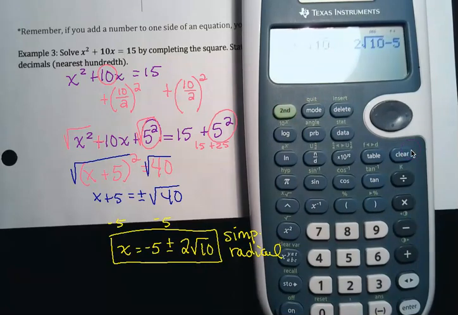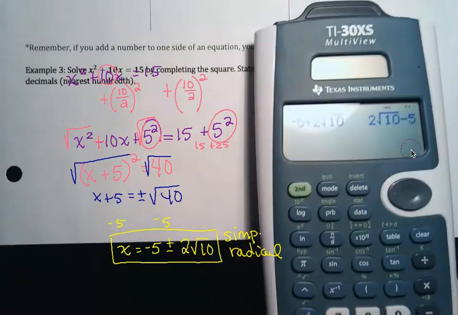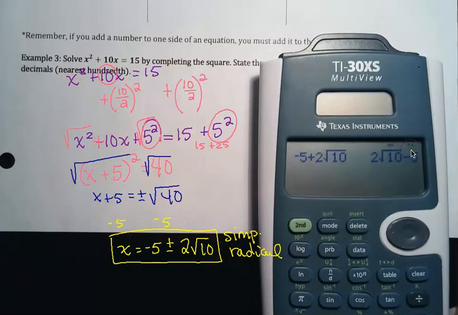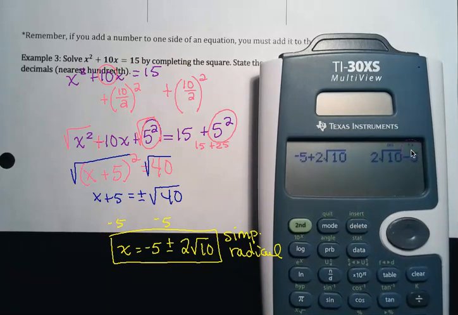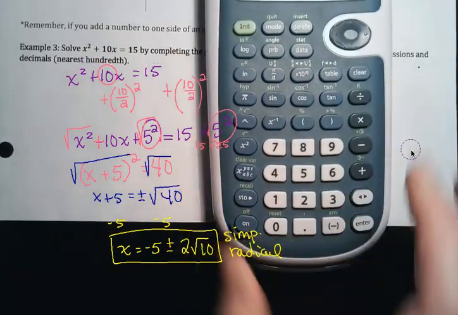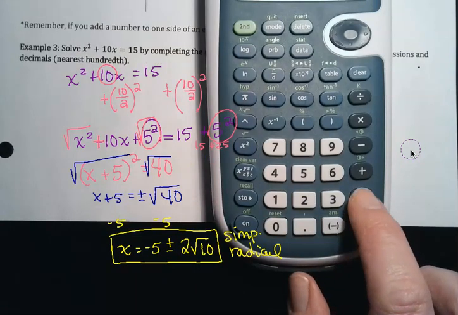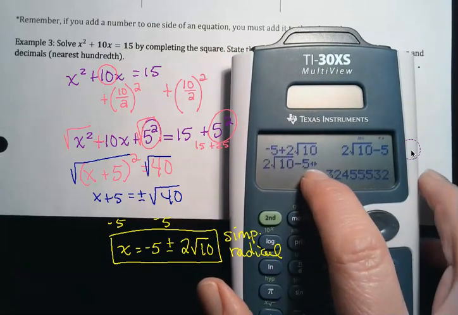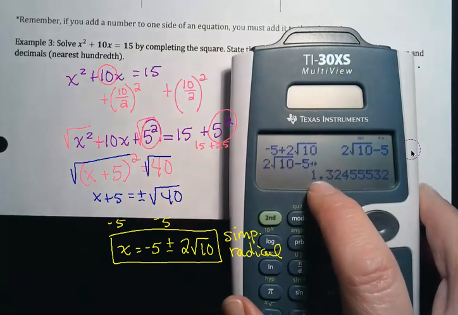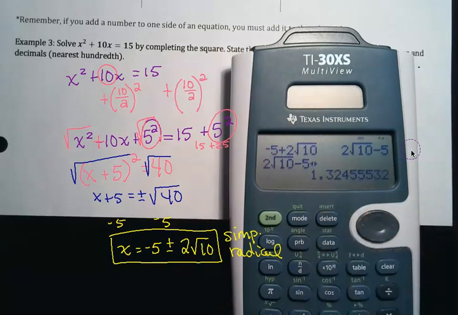Okay, and if we hit enter, we're going to see, it's kind of hard to see, there's a glare there. Sorry. There we go. Hopefully that's better. So we have 2 times the square root of 10 minus 5. Same difference, totally fine. But on this calculator specifically, there's a toggle button right here that we're going to push. Okay, and that toggle button is going to give you a decimal. So this is 1.32 because it said to the nearest hundredth. So x is approximately 1.32.